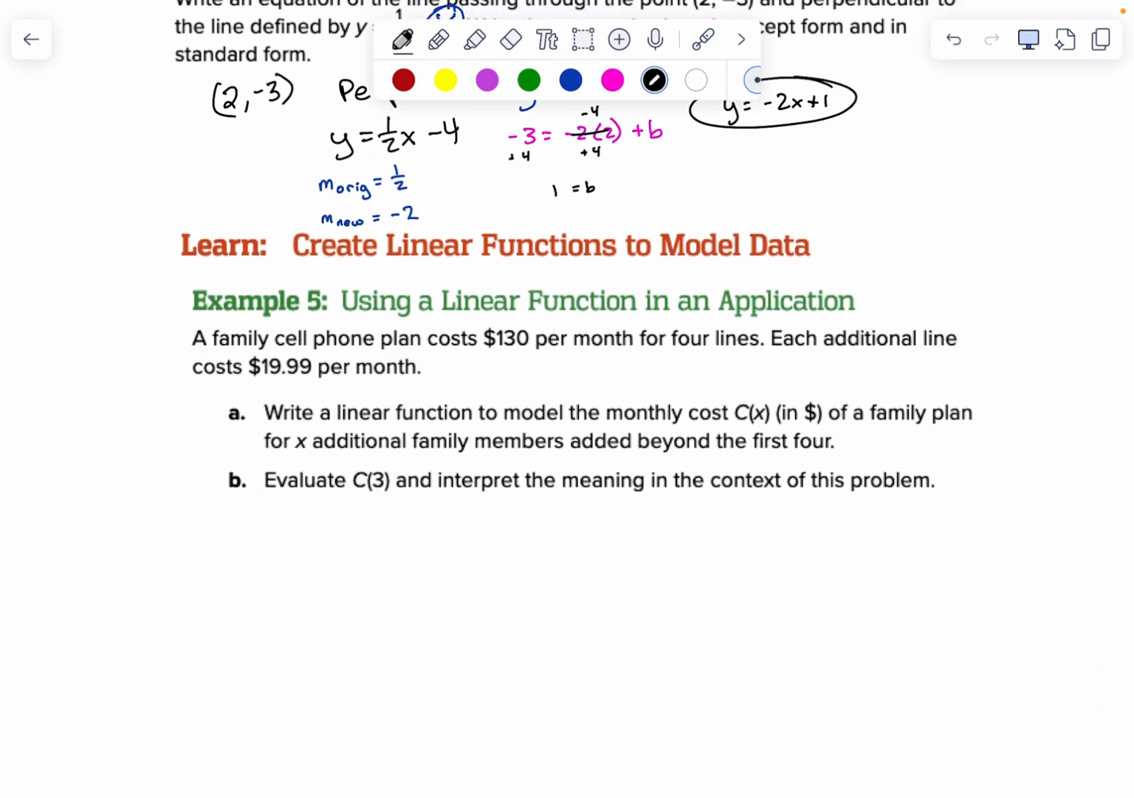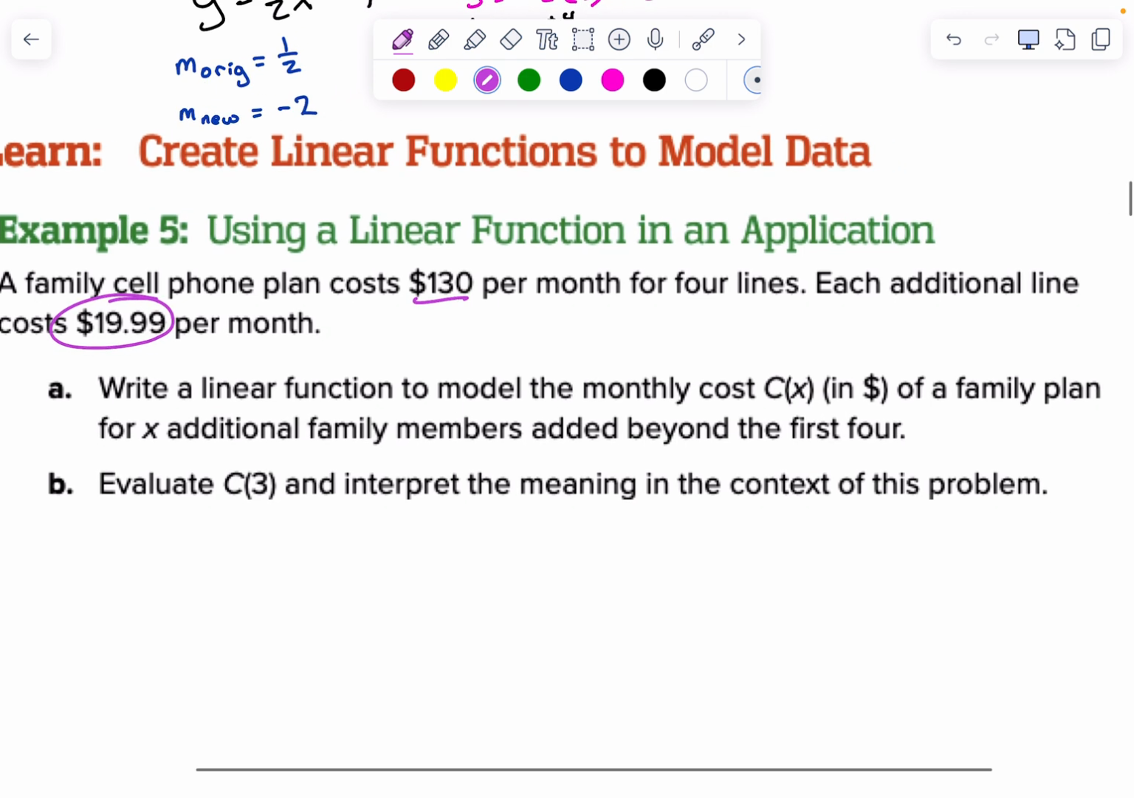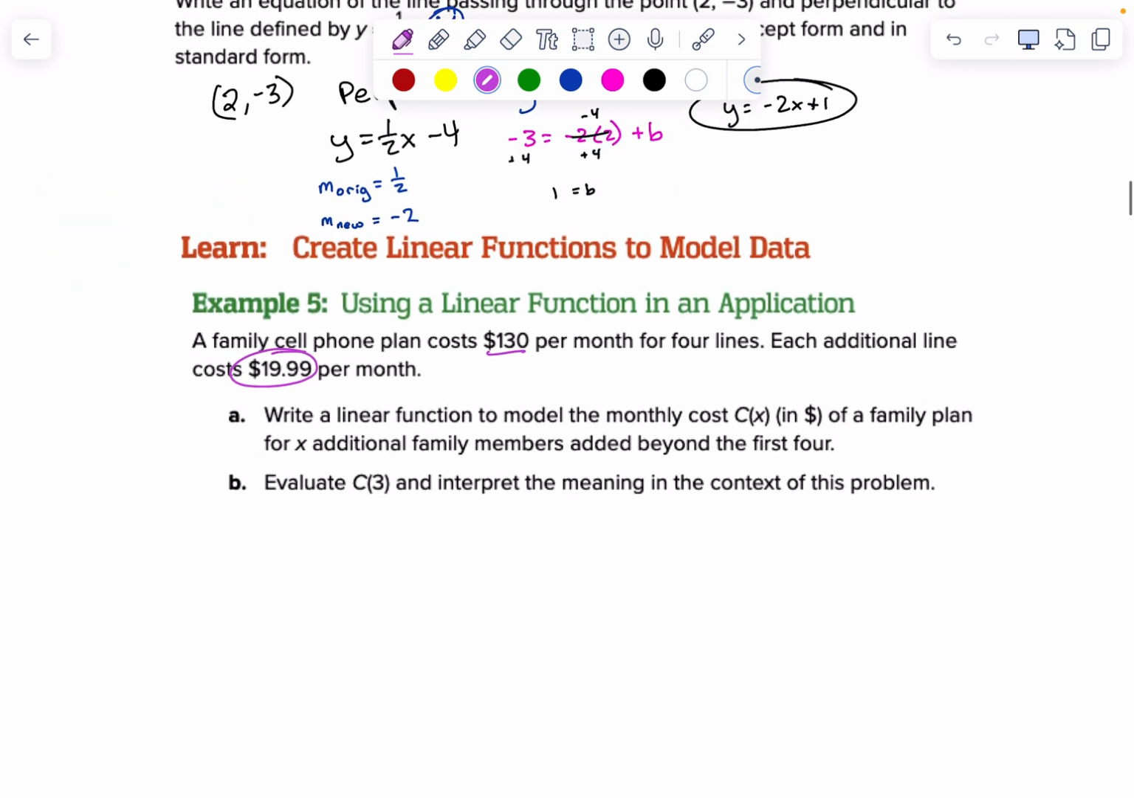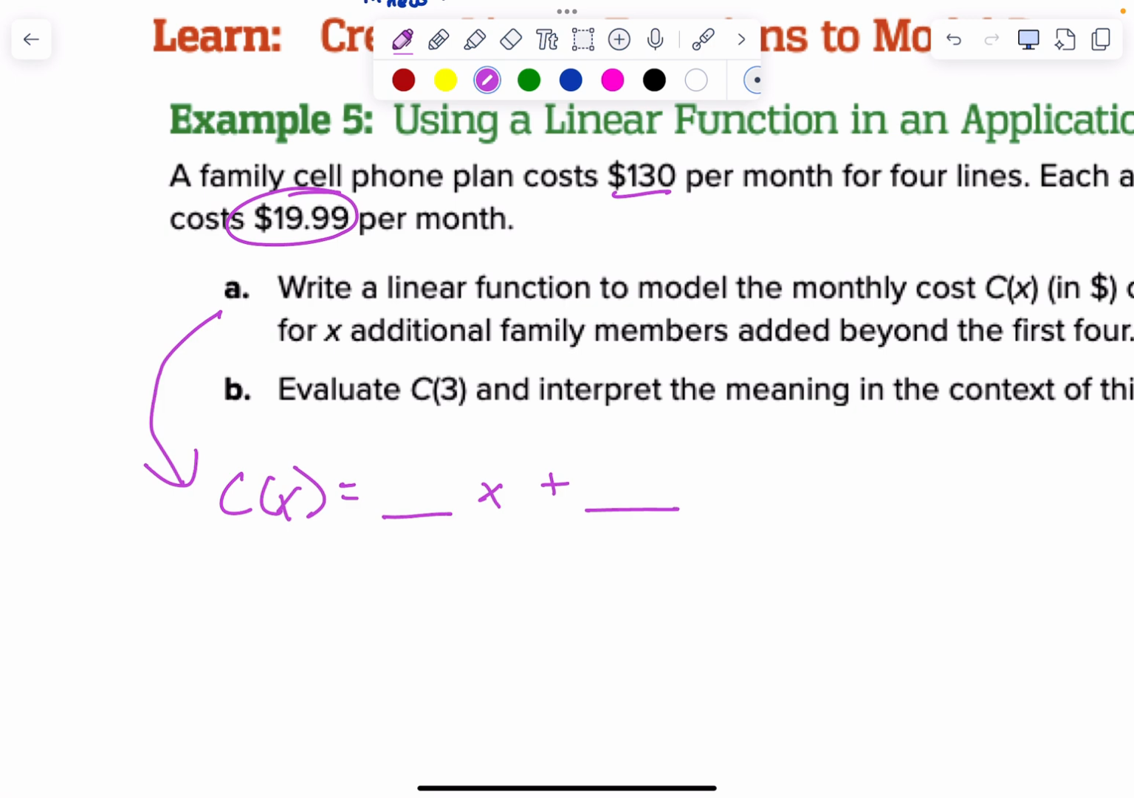Okay. Linear functions to model data. A family cell phone plan costs this much per month, and then $19.99 per month for each additional line. Write a linear function to model cost, which they call C of x, for a family plan for x additional family members. All right. So what are we looking at? It's a linear function. So we've got to have a slope, we've got to have an x, and then we've got to have something added on to the end.